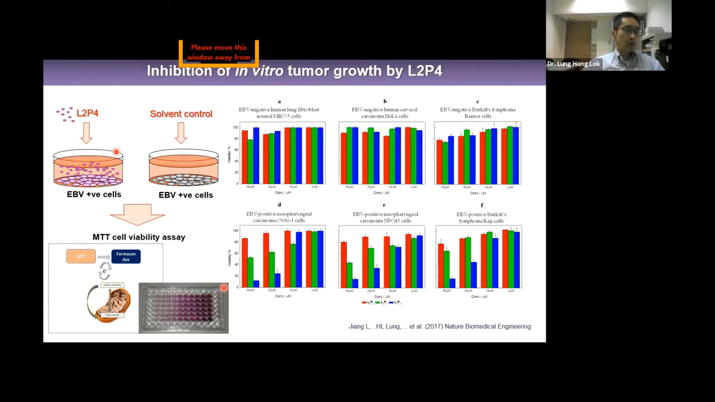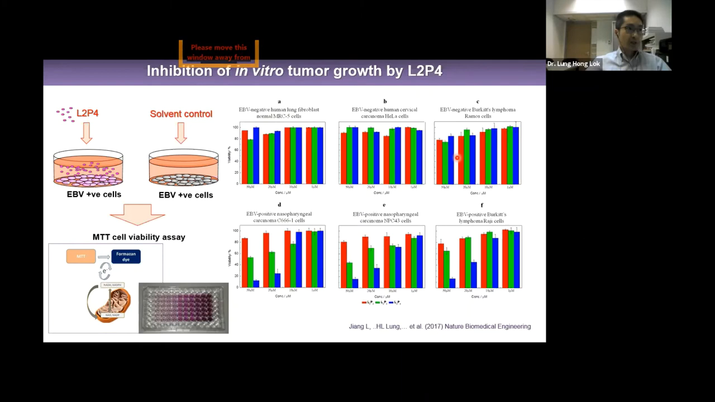This is a result I reported in the bar chart. We also included EBV negative cells on the top, three cell lines that are EBV negative, and we also include the EBV positive cells. Look at the blue bars: they're the treatment with L2P4. The x-axis represents the different concentrations, while the y-axis represents the percentage of viable cells. So 100% means all the cells survive, and 0% means all the cells are dead. Very simple.